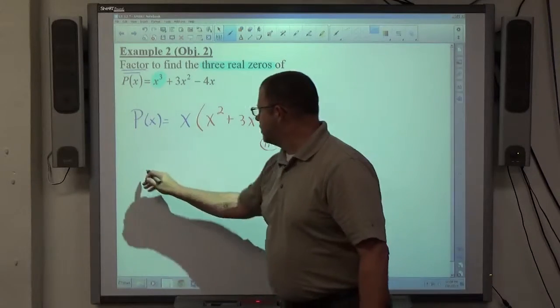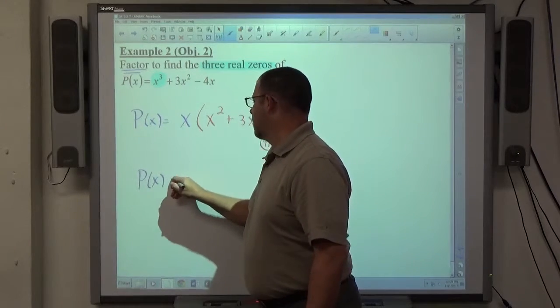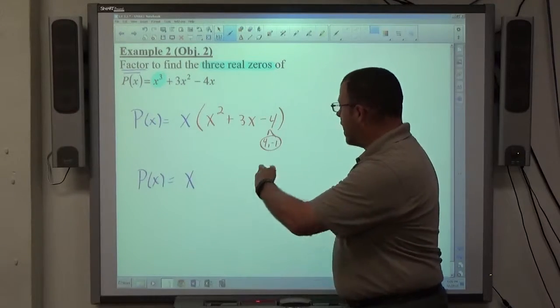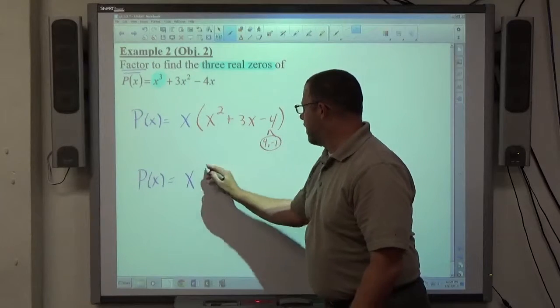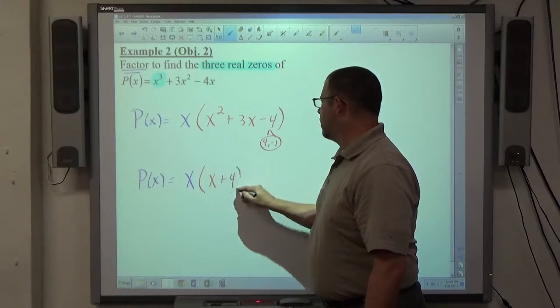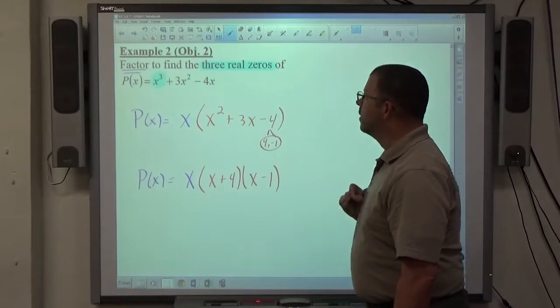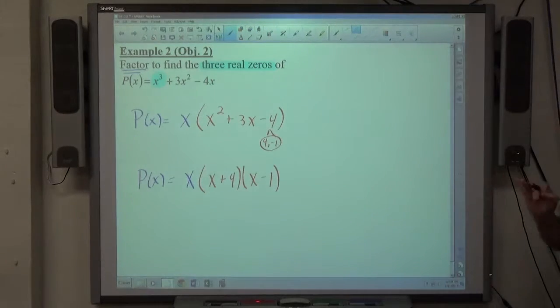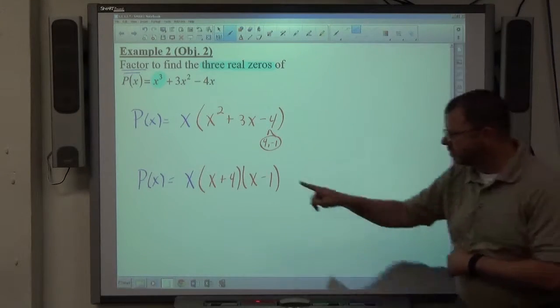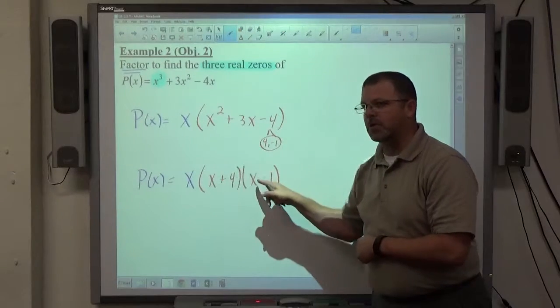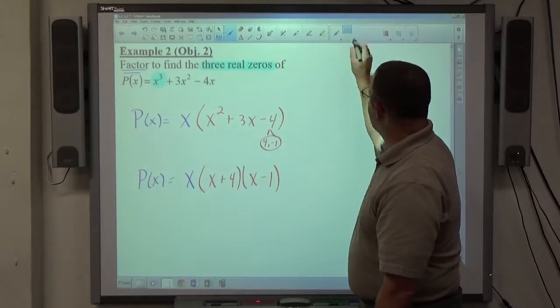So p of x, I'm going to continue bringing p of x equals down. x is the factor that already came out. This red thing factors to x plus 4 times x minus 1. Okay. Once you get it completely factored, everything's linear. x to the first power, x to the first power, x to the first power. Then you simply take each factor equal to 0.